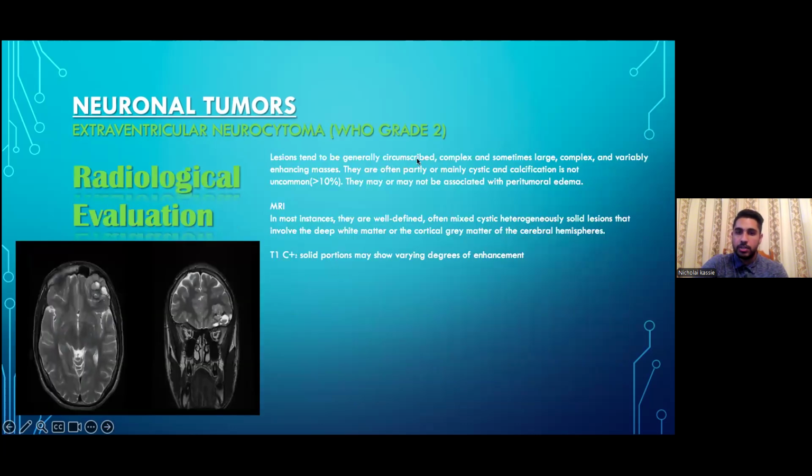Radiologically, lesions tend to be generally circumscribed, large, complex, and variable enhancing masses. They are often partly or mainly cystic, with calcification not being very common. They may or may not be associated with peritumoral edema as well. On MRI, in most instances, they are well defined, often mixed cystic heterogeneously solid lesions that involve deep white matter or the cortical gray matter of the cerebral hemisphere. On T1 C plus, solid portions may show varying degrees of enhancement.